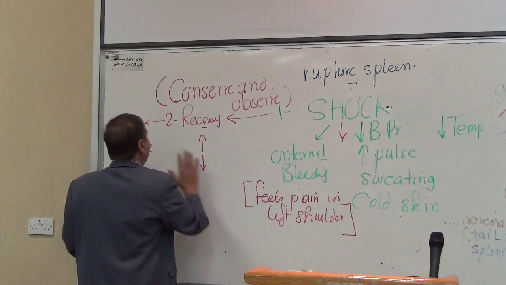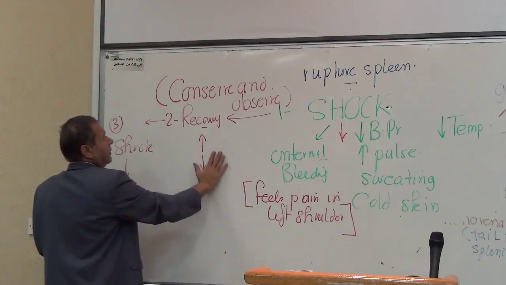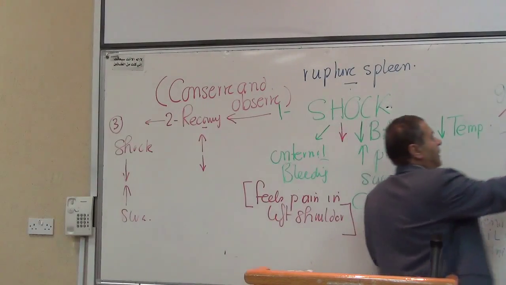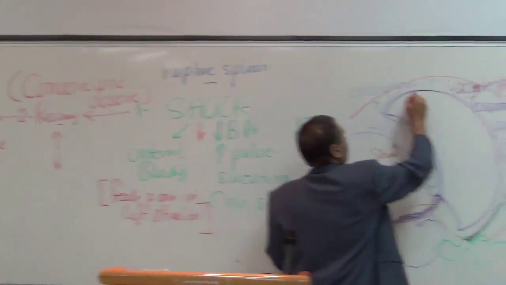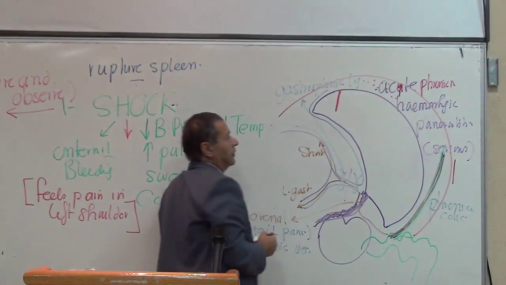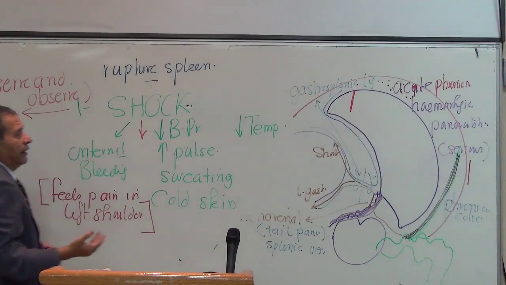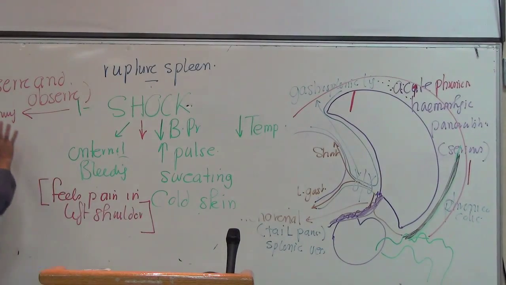Sometimes the patient will not reach this state, will stay in this state and recover. If there is a small tear in the spleen, this small tear can start healing. We discharge the patient without splenectomy. عشان كده conserve and observe is the first line of treatment of splenic rupture.